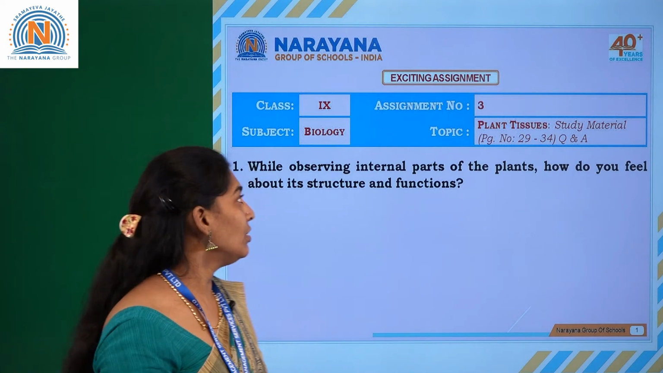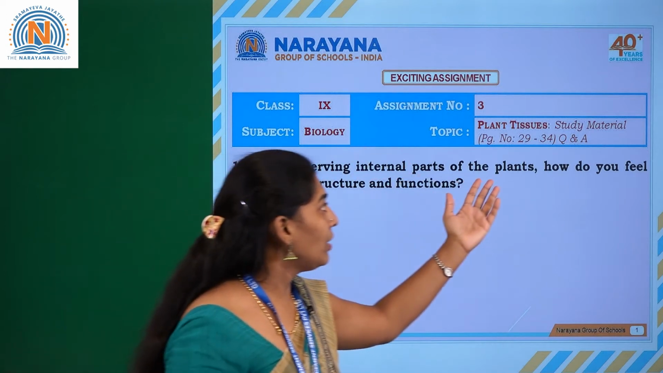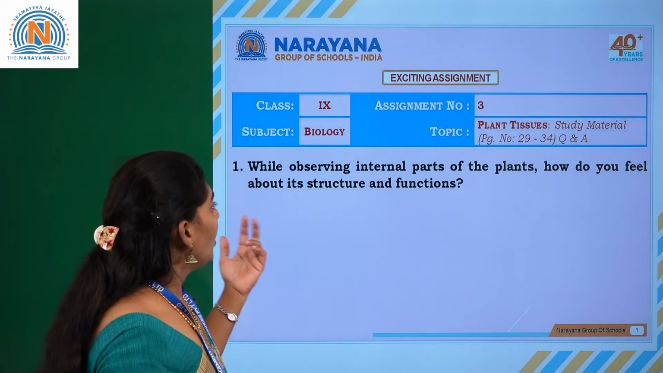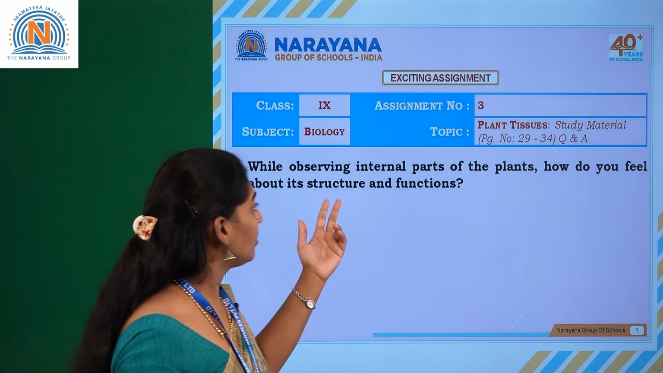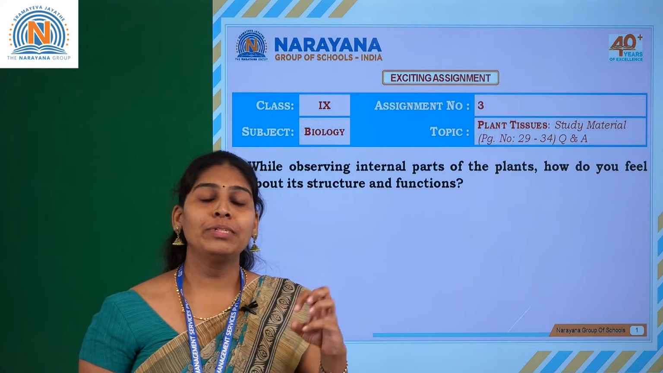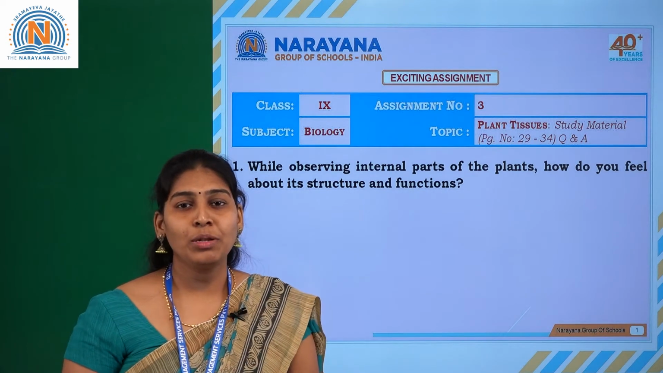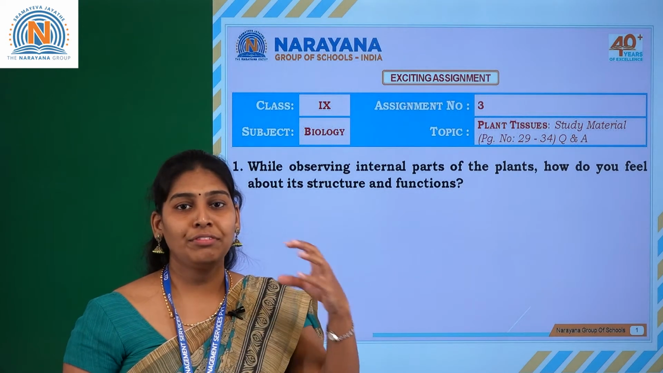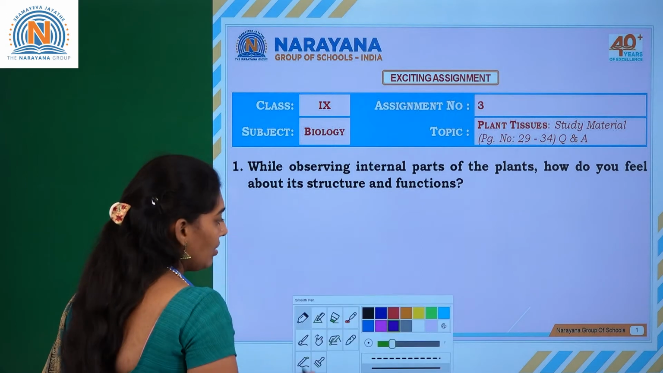Today we are going to discuss assignment number 3 of class 9th, and the topic is plant tissues. Let us discuss the questions one by one. The first question: while observing the internal parts of the plants, how do you feel about their structure and functions? The various parts perform various functions in the plants, like different tissues: meristematic tissues, dermal tissues, vascular tissues. All the different tissues have different roles. So let us write the answer here.